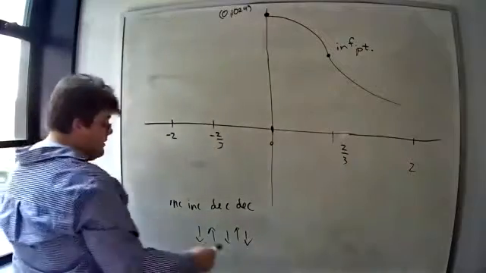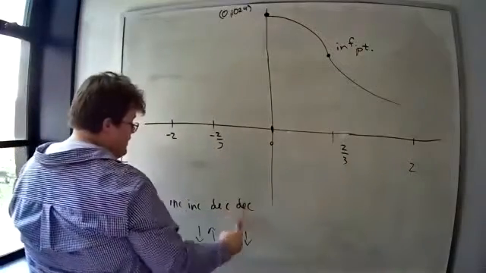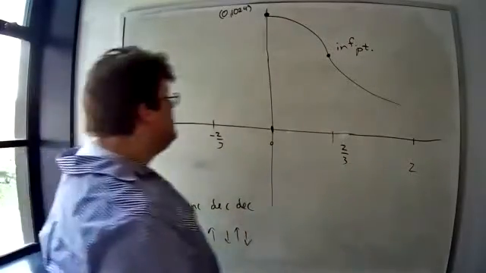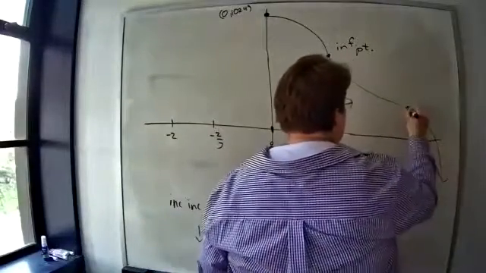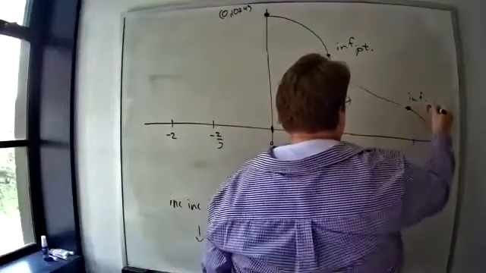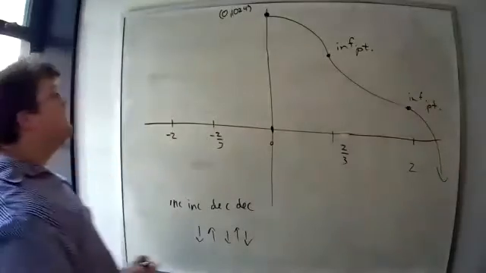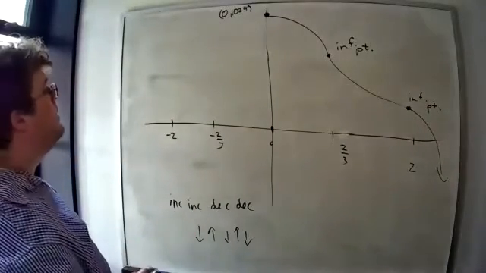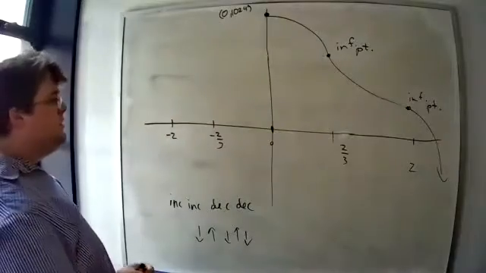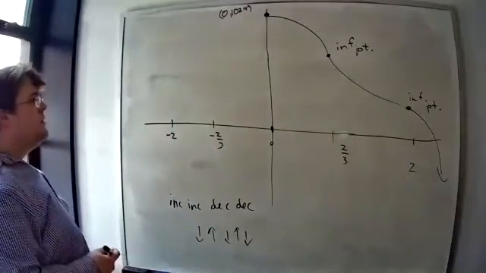From 2 to infinity, the function is still decreasing, but it's going back to being concave down. Giving us another inflection point. And that one goes to infinity, so I'll throw an arrow on it. Any questions about that half of the graph?